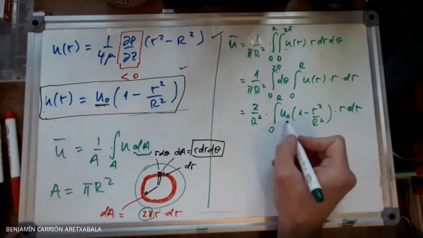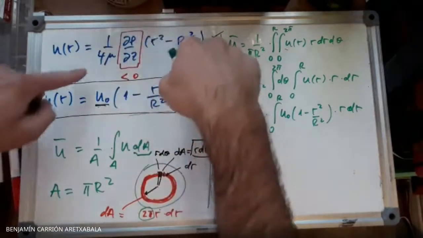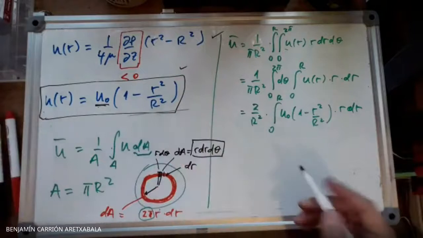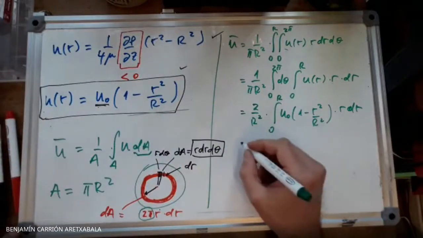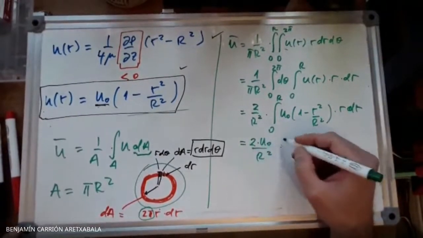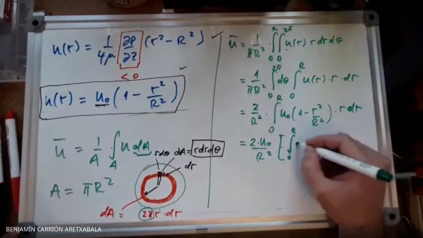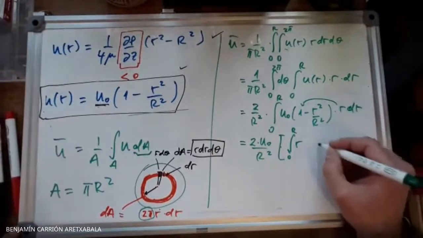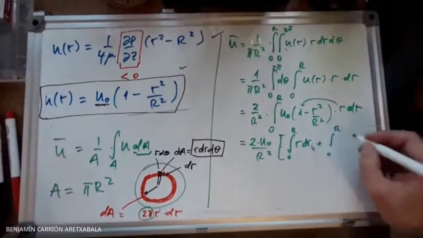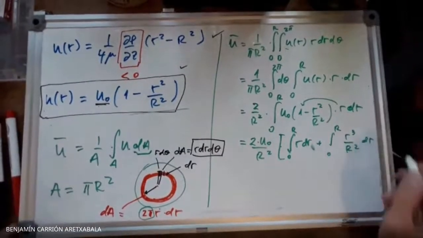Well, u0, we can take it out too. Just remember u0 is just this times this minus, right? So it doesn't matter. It's just a constant that I'm clumping everything together. So we can take u0 out. So this is 2u0 r square times the following. We have the integral between 0 and r of r, because I'm multiplying this, plus, I'm sorry, plus the integral between 0 and r of r cubed, divided over r squared dr.